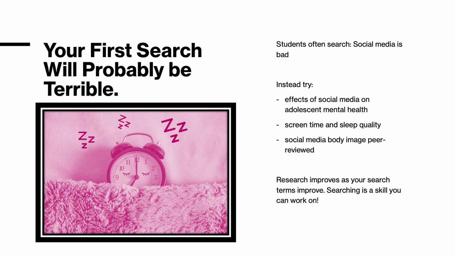Research is like that. So students will also often search things like social media is bad, and then they don't quite get the results that they're looking for. Instead, you could try something like the effects of social media on adolescent mental health. We're a lot more specific there. And then maybe you're going to go to screen time and sleep quality, or look at how social media impacts body image. And then by adding words like peer reviewed, once again, we're going to get a different level of research results. Your research improves as your search terms improve. And searching is a skill that you can and must work on.